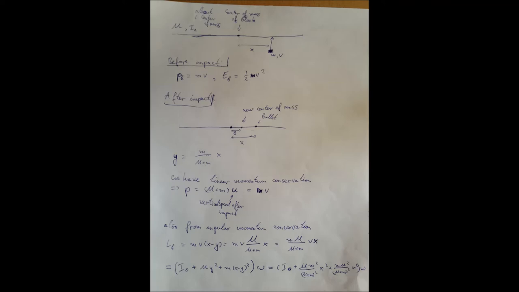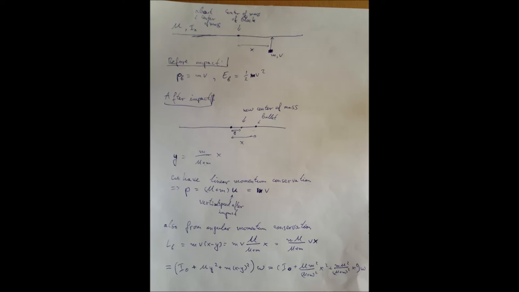Now, after the impact, the first thing to consider, and it's very important, is that the center of mass has moved. This is really crucial, because otherwise we would get strange things. So we need to find the place of the new center of mass, and we call the distance of the new center of mass from the original center of mass y. It's straightforward to see that y should be little m over the sum of the two masses times x. You can check Wikipedia or whatever to see this.